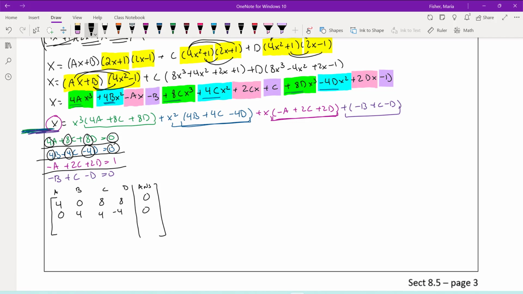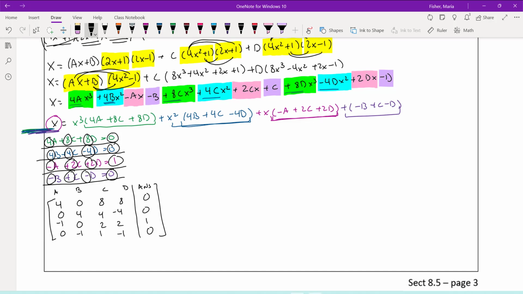Third row, negative 1. I don't have a b, so that's 0. And then 2, 2, 1. My last row, I don't have an a, so that's 0. And then negative 1, positive 1, negative 1, 0. And this is what I'm going to put into the calculator.